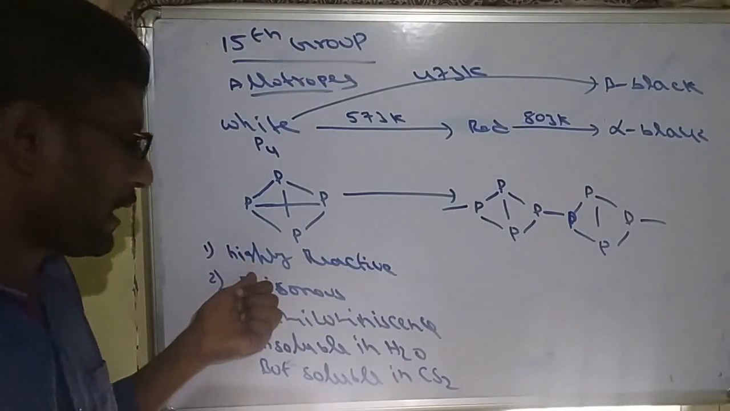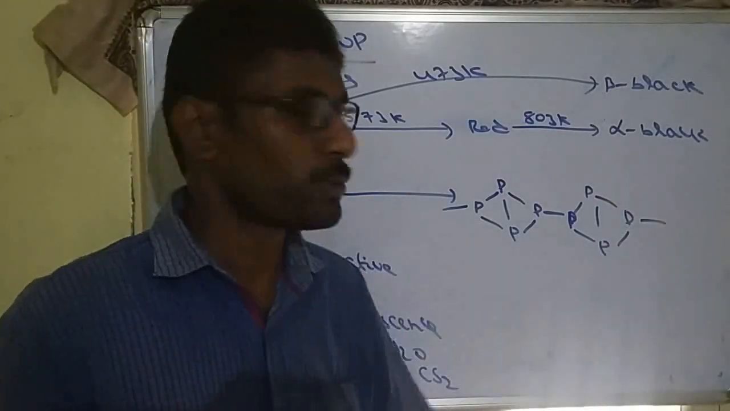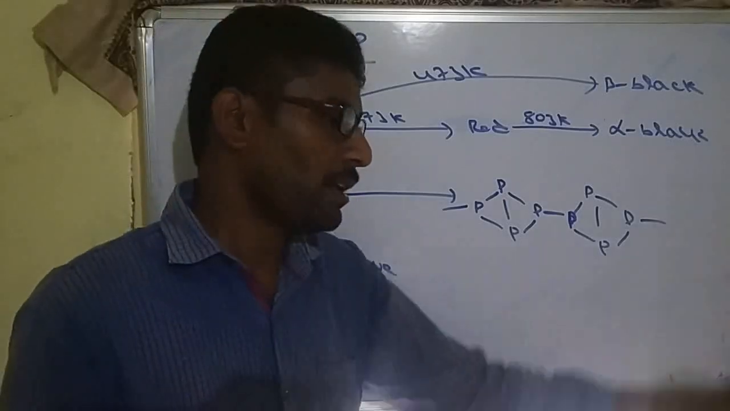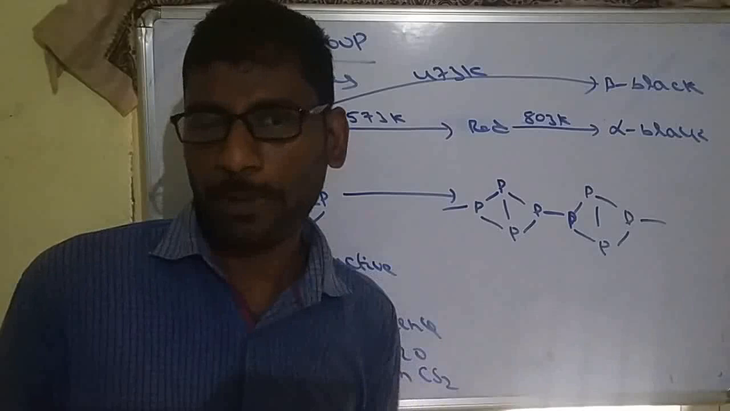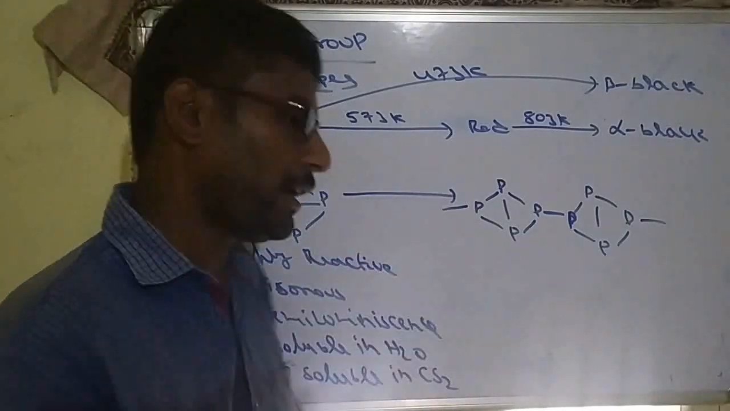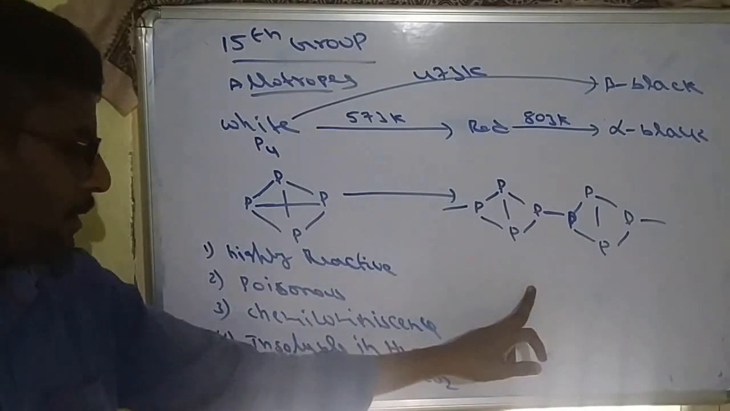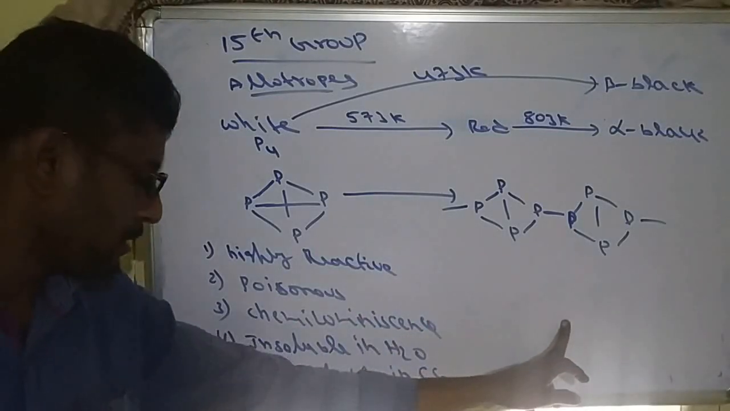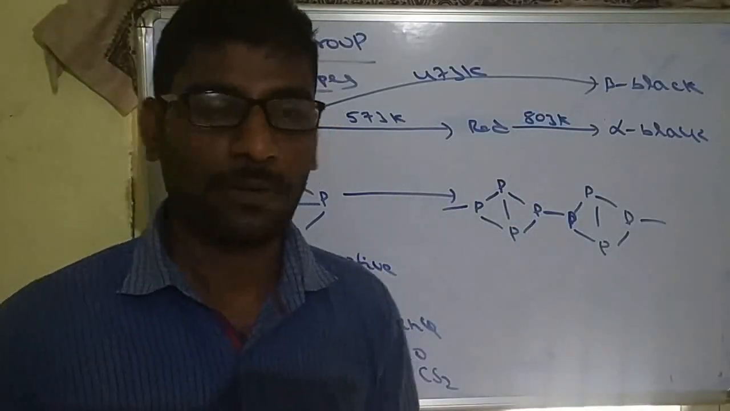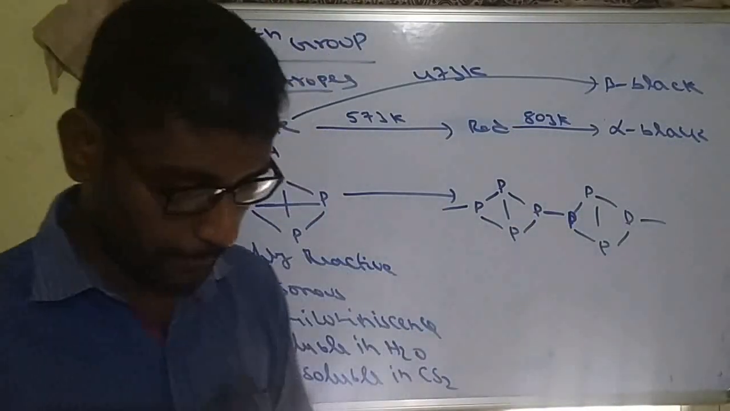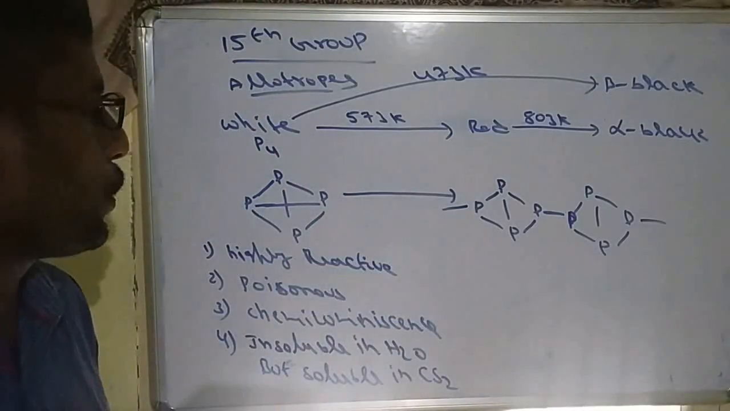So white is highly reactive, red is less reactive, whereas black is the least reactive. Black is the most stable, the least reactive. But questions are not asked about black phosphorus, only white and red. Red phosphorus properties: it is less reactive, non-poisonous, does not show chemiluminescence, and is insoluble in both water and CS2. That is the property of red phosphorus. So these 2 are important. These are the allotropes of phosphorus.